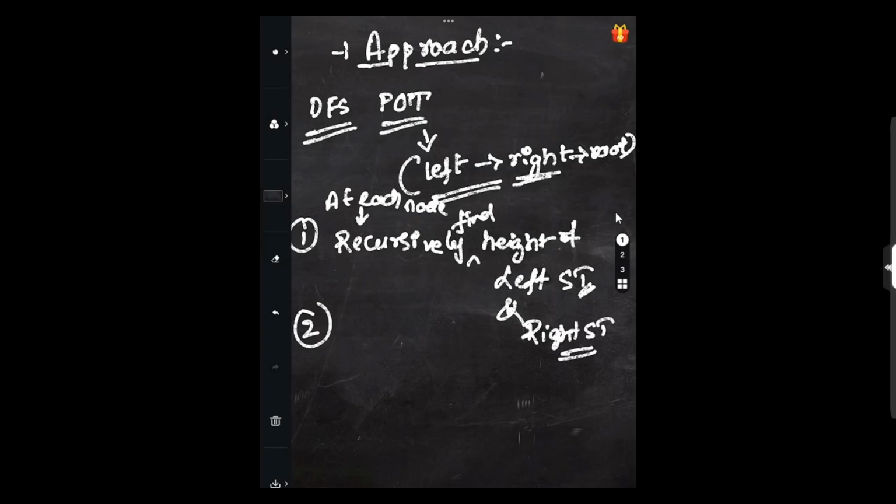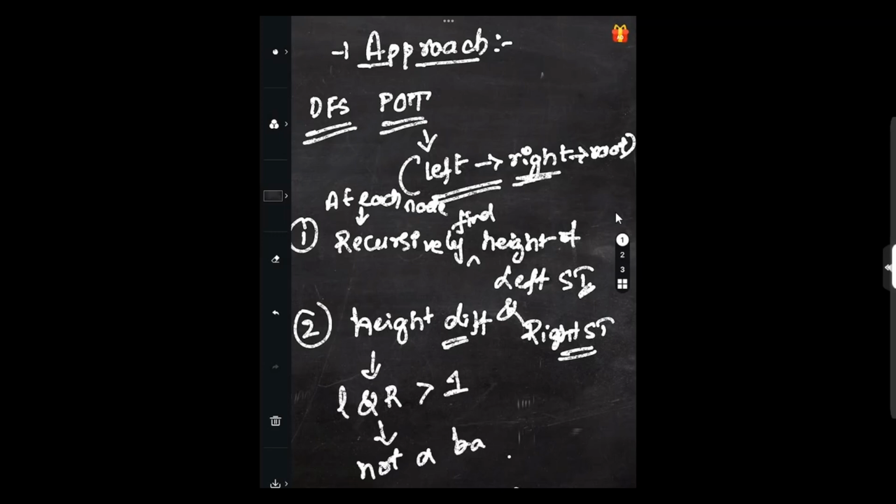After recursively finding the height of the left and right subtrees at each node, if the height difference between the left and right is greater than 1, we have already seen this in the example, right? Then we'll mark that one as not a balanced tree. We have already seen this previously by considering the examples that they have given in the question.